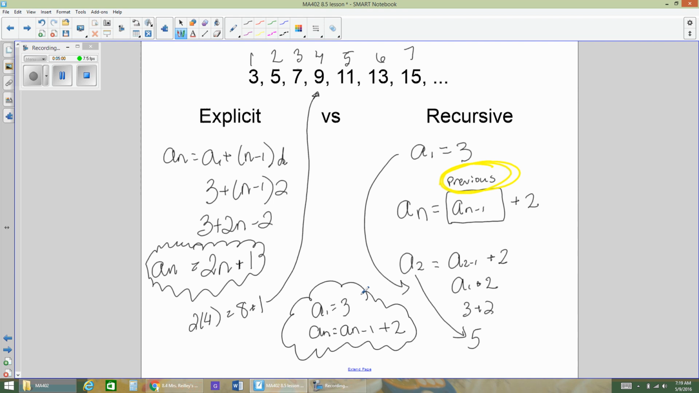So I know you like explicit. We've been doing explicit. Explicit makes a lot of sense, but now you know how to write a rule based on the previous term. That's a recursive rule.